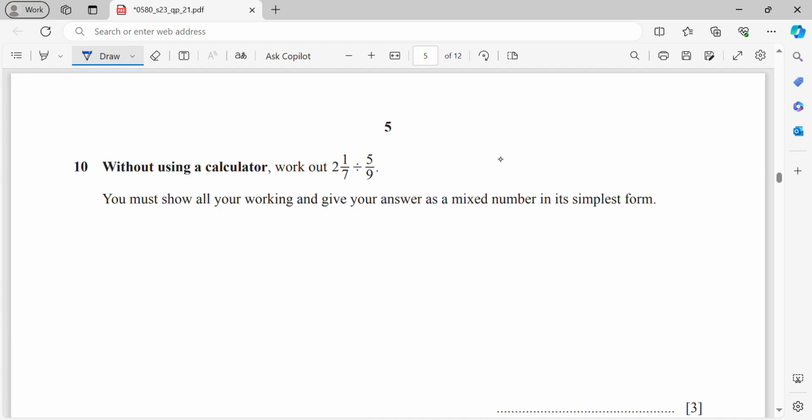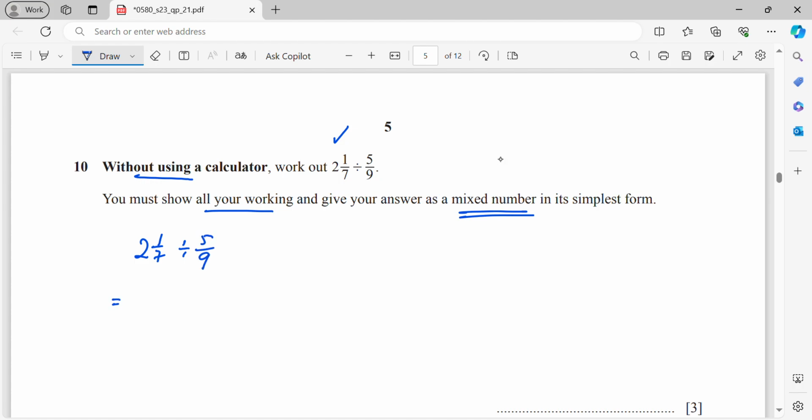Question number 10, without using a calculator. Okay, it's bold here. Work out 2 and 1 over 7 divided by 5 over 9. You must show all your working and give your answer as a mixed number in its simplest form. So this is what we call a mixed number. First of all, I will rewrite the question.